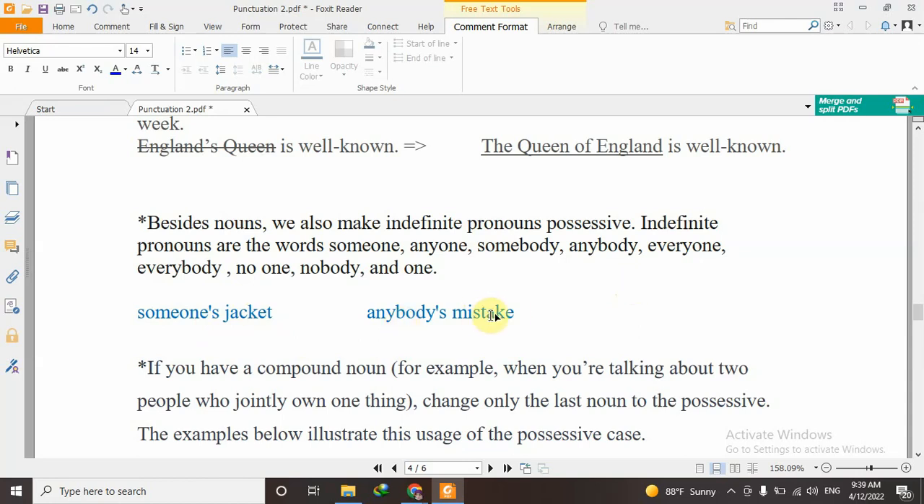Anybody's mistake, but not the mistake of anybody. You know why? Because it is an indefinite pronoun. No one knows who is the anybody, someone, no one. So they are indefinite, not definite. So you cannot say the mistake of anybody, the mistake of somebody. It is better to say someone's jacket, someone's mistake, someone's car. Okay.